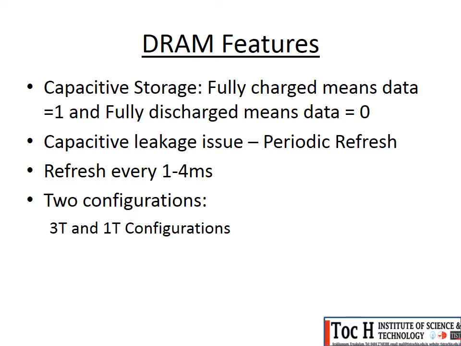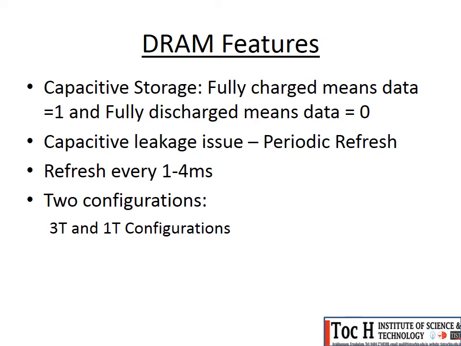So to compensate for capacitive leakage issues, DRAM has to be refreshed periodically, every 1 to 4 millisecond time periods. Refresh means what? Reading the data content of the cell, and writing the same content back to the cell. That is actually what the refresh operation means. So we need to do this refresh operation every 1 to 4 millisecond.